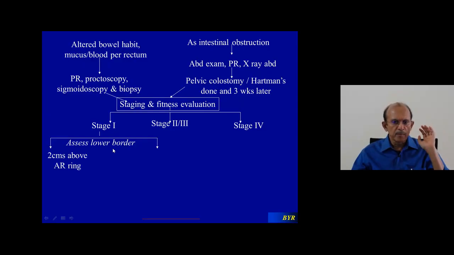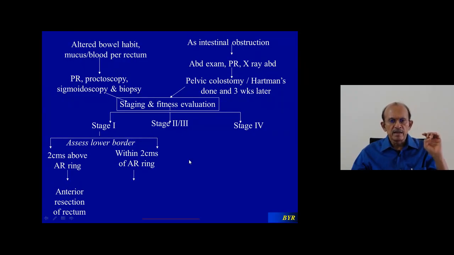So now let us see. 2 centimeters above the anorectal ring, you go for sphincter saving operation. Within 2 centimeters of the anorectal ring, you have to do abdominoperineal resection.